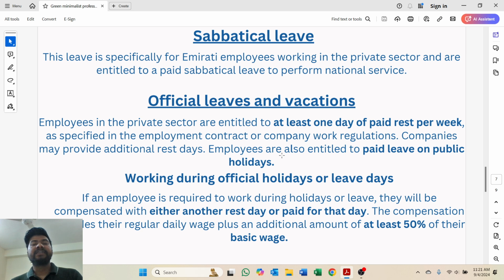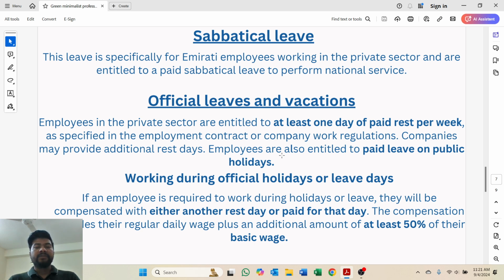Other is official leave and vacation. In the UAE, employees in the private sector are entitled to at least 1 day of paid rest per week. So in a week, at least 1 day should be a rest day that will be fully paid. Also, the company may provide additional rest days. It varies from company to company. Some provide 2 days, some provide 1 day, but at least 1 day is mandatory as per law. Employees are also entitled to paid leave on public holidays.